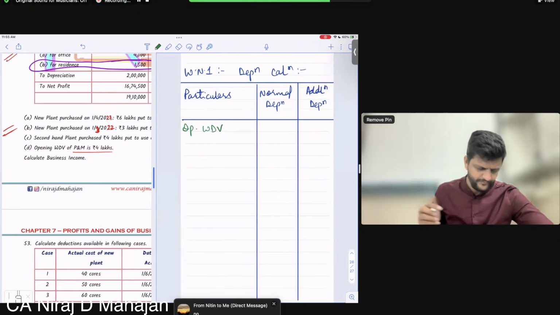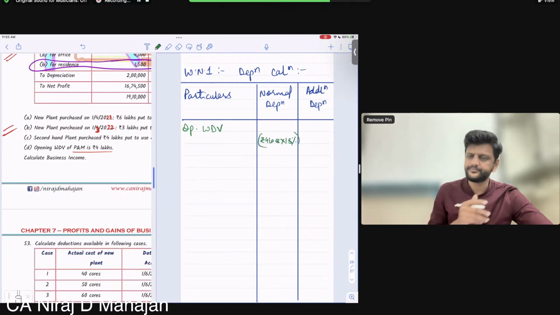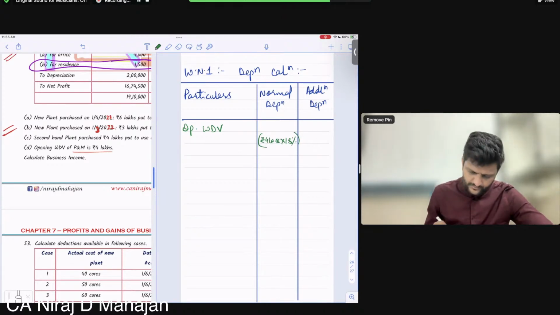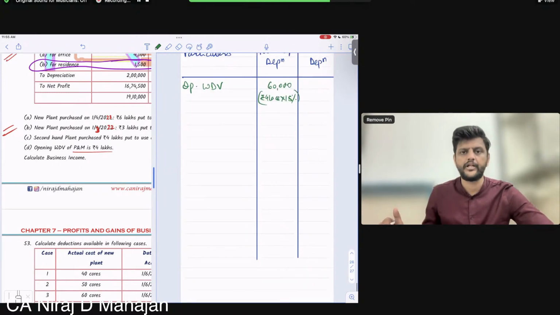Okay. So no issues. OPWDV is rupees 4 lakhs. So rupees 4 lakhs into what, bachcho? 15%. Okay. 60,000. And additional how much, bachcho? What rate?